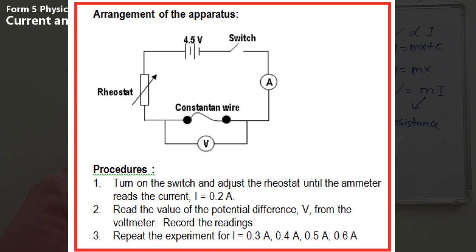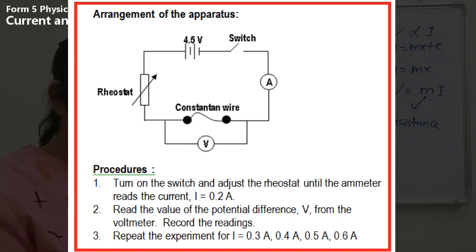Then you adjust the rheostat until the ammeter reads 0.2. Your manipulated variable is the current, so you must control the current first. So from here you adjust the rheostat. You must say adjust the rheostat. You cannot just say switch on then the current is however many. If you never adjust the rheostat, the current cannot show. So from here you adjust, then the current shows 0.2 ampere.